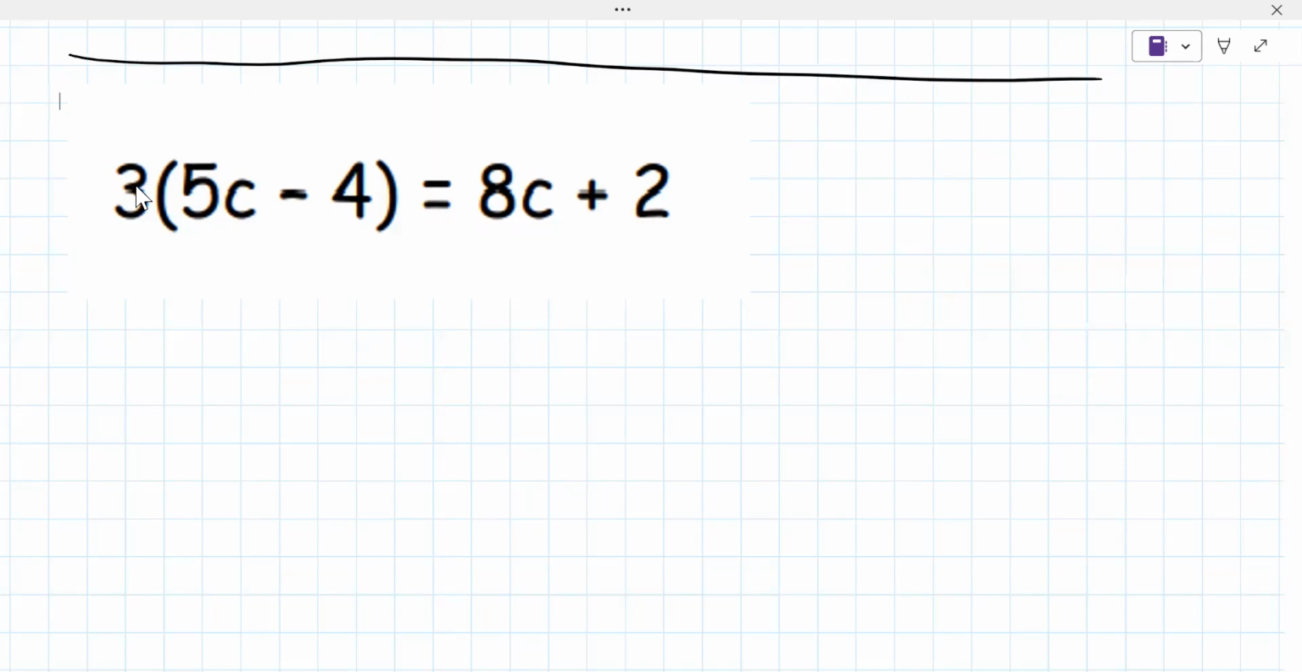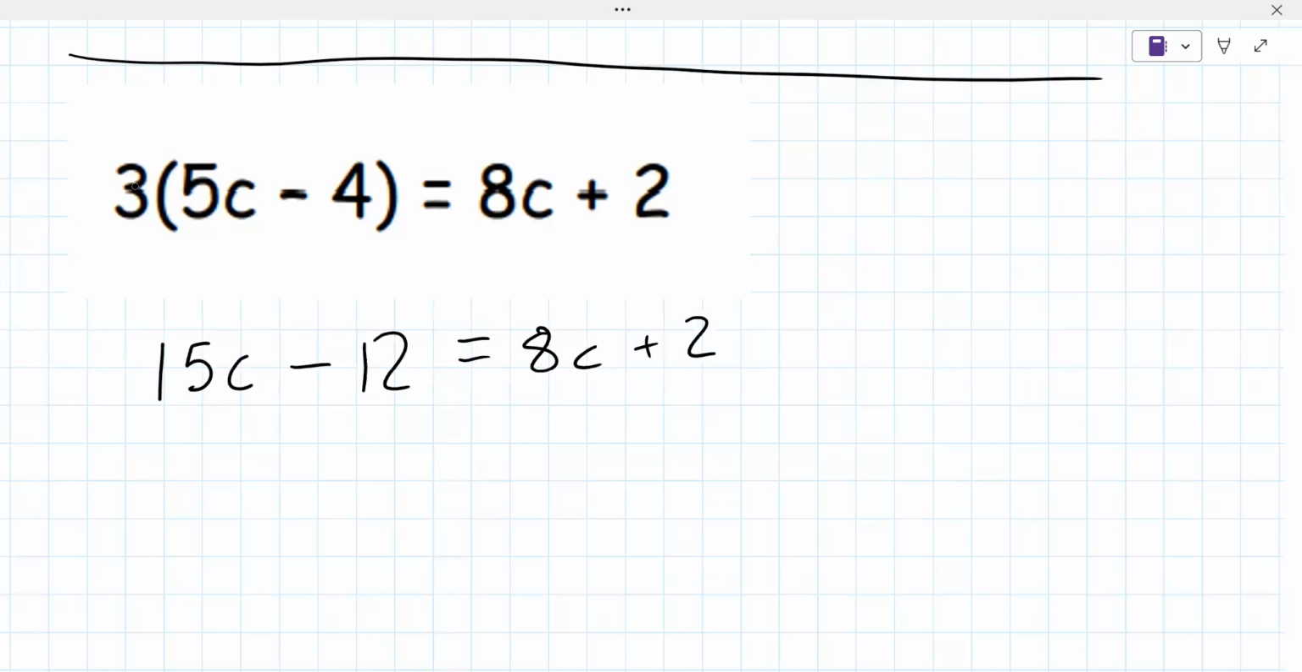Even though they're on both sides of the equal sign, am I supposed to add the 8 and 15? Did you get 15C minus 12 equals 8C plus 2? Mm-hmm. Good. So you move the smaller to the larger. Do I subtract 8C, even though they're on opposite sides? That's right.